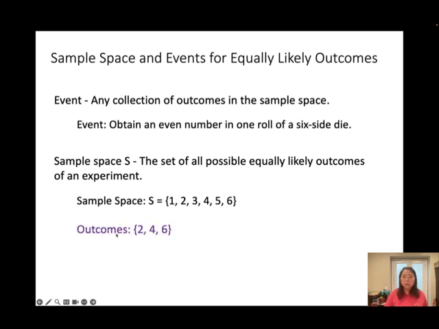And then the outcomes. This is what we want to get. We want to get the even number. So we have 2, 4, 6 in here. This is going to be my outcomes. I need you guys to know how to write down the sample space and also the outcomes for each of the questions. Then you will be able to find out what the probability is.